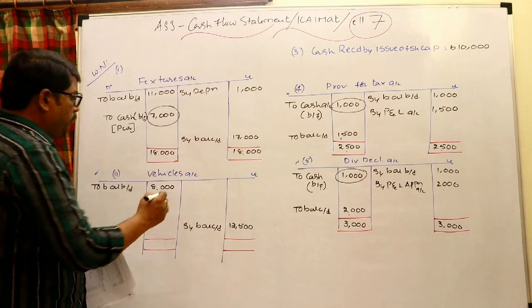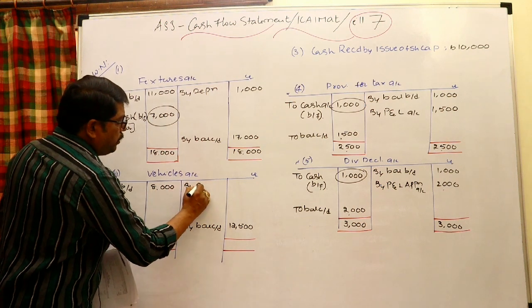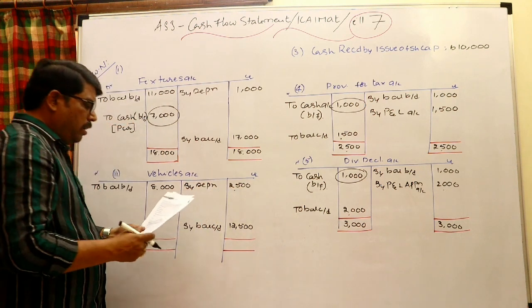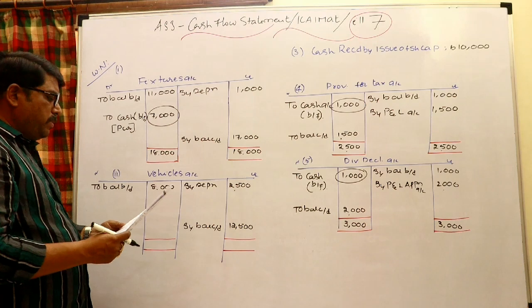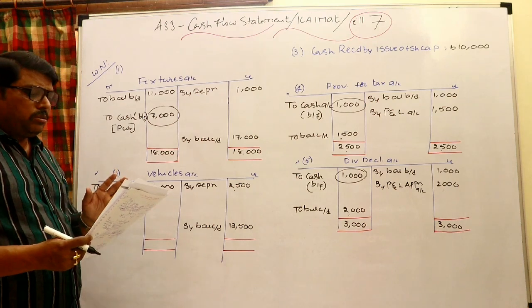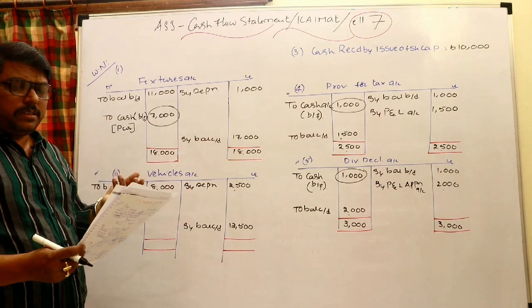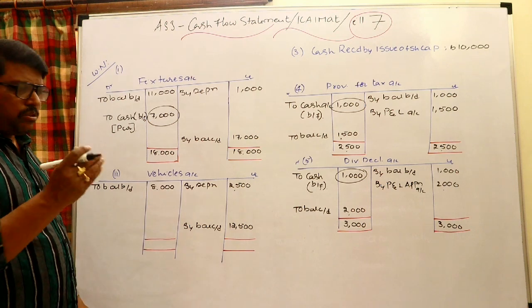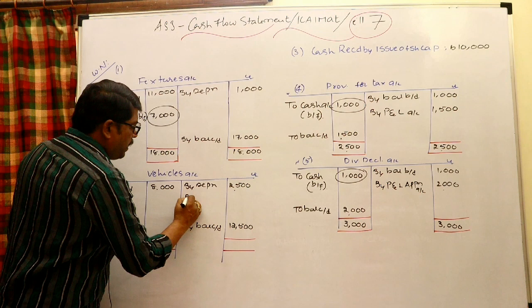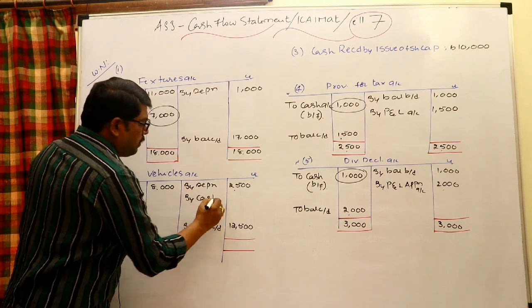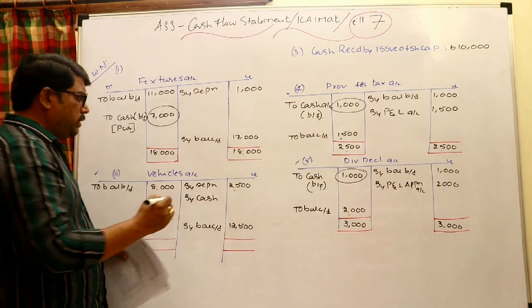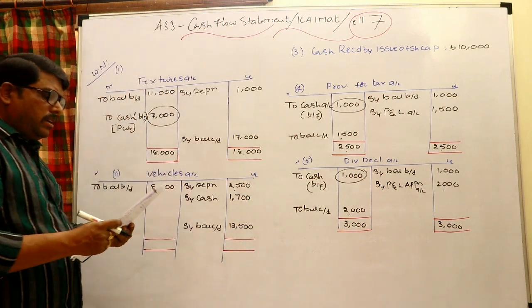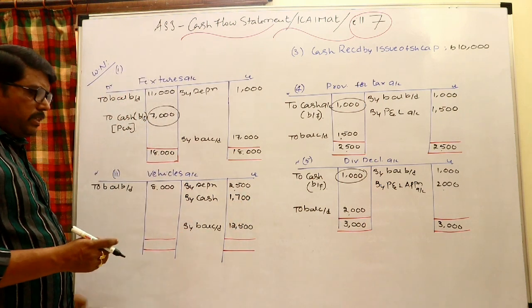2,500 is the depreciation for this year. By depreciation 2,500. It is mentioned that written down value 1,000, sold at 1,700, there is a profit of 700. Whenever an asset is sold for cash or bank, in the asset account it should be written by cash or by bank with the sale proceeds 1,700, and there is a profit of 700.